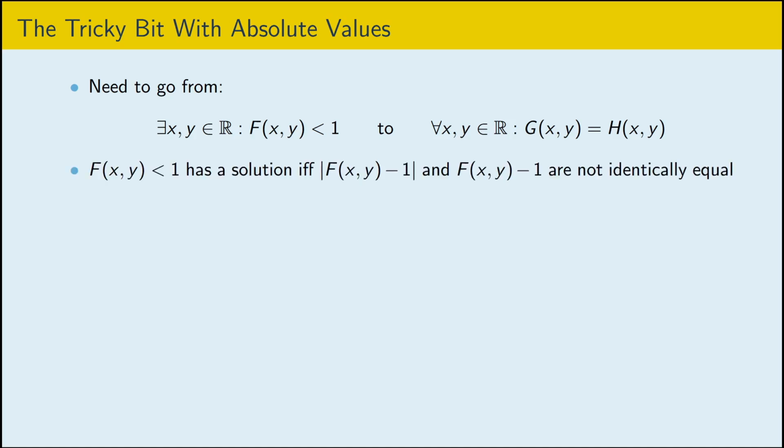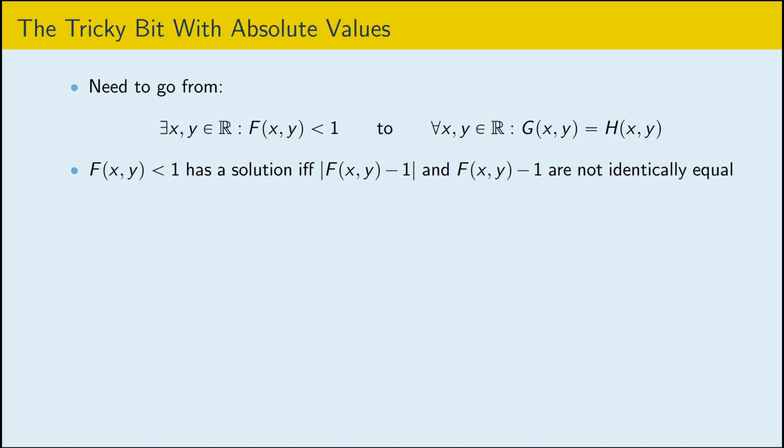f of x,y is strictly less than 1 has a solution if and only if the absolute value of f of x,y minus 1 and f of x,y minus 1 are not identically equal, or equivalently that their difference isn't identically 0. So we take our expression for f, plug it into the difference between these two, and check if the result is 0 for all values of x and y. And that will tell us if our original Diophantine equation does not have a solution.